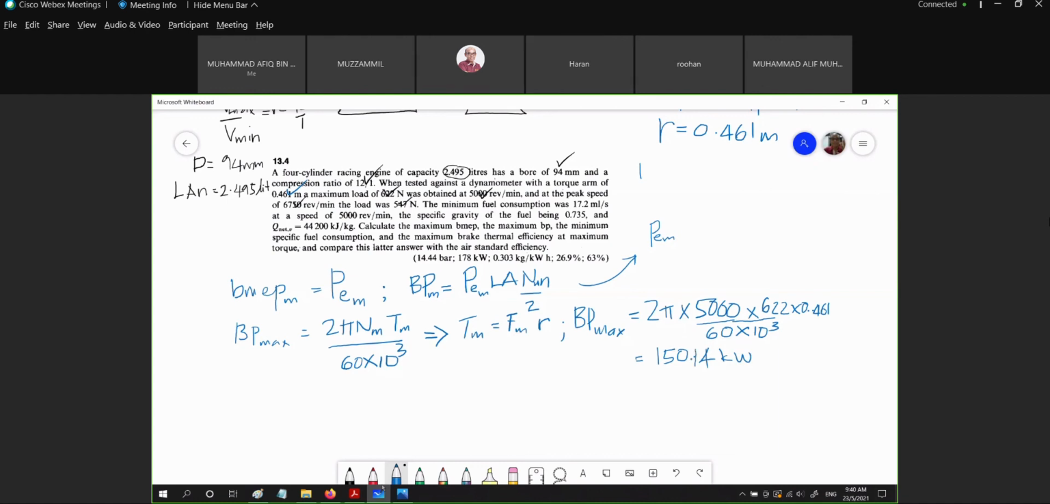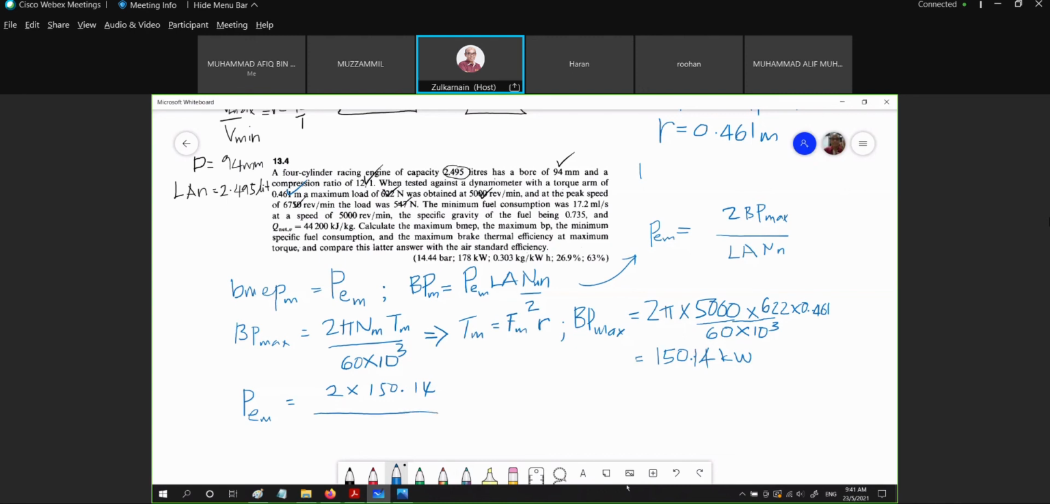Okay, thank you. So what is BMEP? The brake mean effective pressure at the maximum condition is we are going to have 2 BP max divided by L A N. So BMEP max equal to 2 kali dengan BP 150.14 divided by LAN.